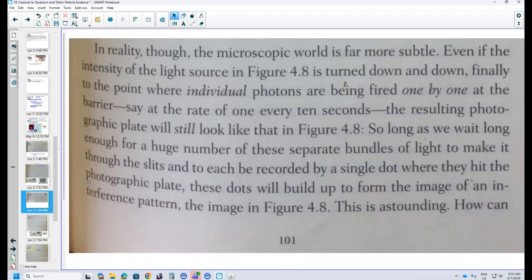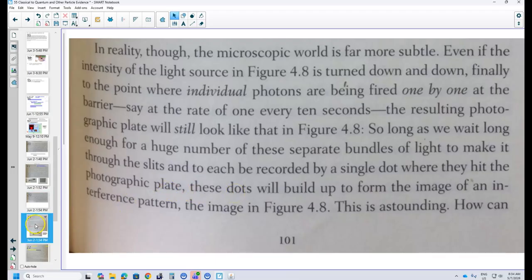Even if the intensity of light shown in that figure 4.8 is turned down and down and down to finally the point where individual photons are being fired one by one at the barrier, say at a rate of one every 10 seconds, so they can't possibly be interacting, the photographic plate will still look like an interference pattern. So long as we wait long enough for a huge number of these separate bundles of light to make it through the slits, and each to be recorded by a single dot at a time as they hit the photographic plate, these dots will build up to form the image of an interference pattern, the image in 4.8.